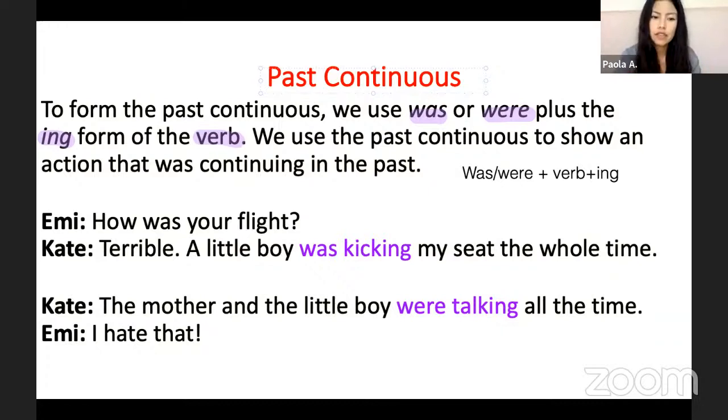Then another interaction: the mother and the little boy were talking all the time. This is implying that during the past, at an undetermined time, they were doing something. They were talking. Were, because it's plural, mother and little boy, right? They were talking. Again, verb plus ing, talk, talking. So let's see the next one.